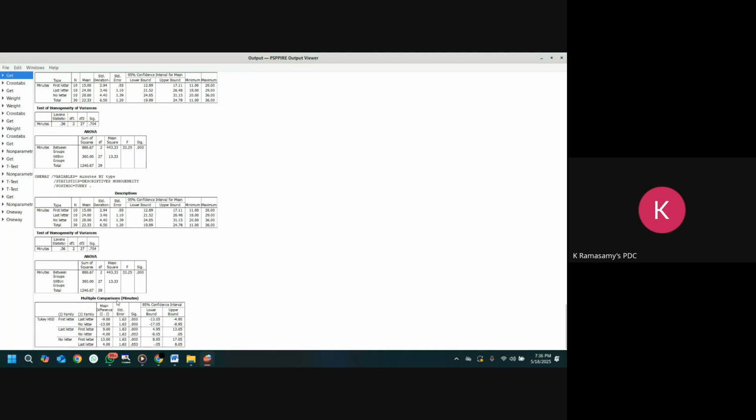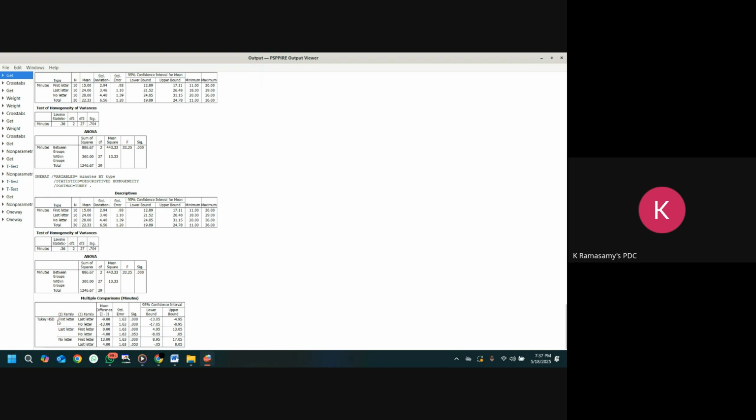What are the multiple comparisons? First letter is compared to the last letter. First letter is compared with the no letter. Last letter is compared with the first letter. Last letter is compared with the no letter. So 6 possible pairs are compared to each other.